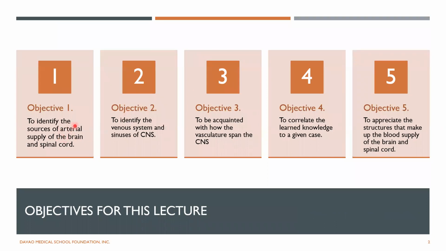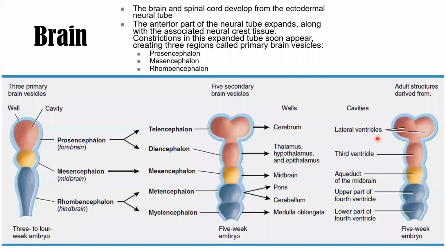We'll identify the arterial supply of the brain, the venous system, and sinuses of the central nervous system. Be acquainted with how the vasculature spans the central nervous system and correlate the learned knowledge to a given case, especially in your laboratory, and appreciate the structures that make up the blood supply of the brain and the spinal cord. The brain and spinal cord develop from the ectodermal neural tube.